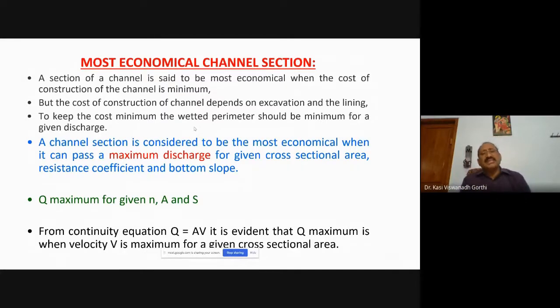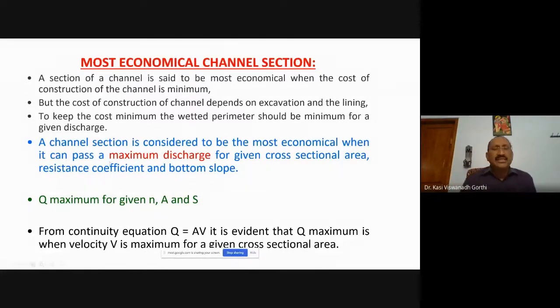So a channel section is considered to be the most economical when it can pass a maximum discharge for a given cross-sectional area, resistance coefficient, and bed slope. That means for the given conditions of the wetted area, for the given channel roughness or resistance coefficient, and for the given longitudinal slope of the channel, if it is able to pass maximum discharge, then we say that it is most economical.